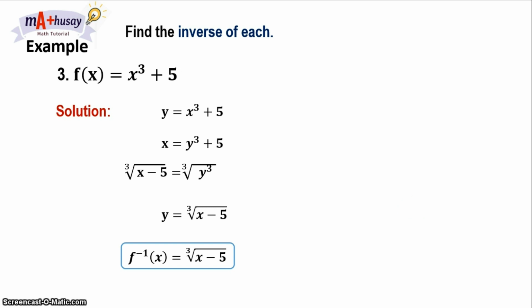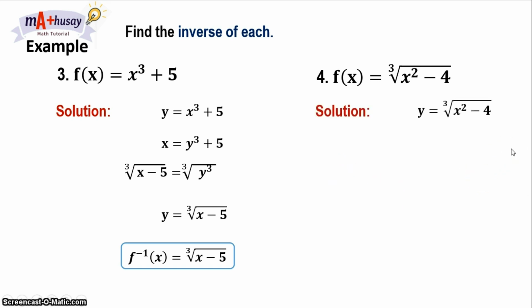Example number 4. Now, how are we going to find the inverse of this function? f of x is equal to cube root of x squared minus 4. So, again, papalitan natin yung f of x ng y. So, we have y is equal to cube root of x squared minus 4.